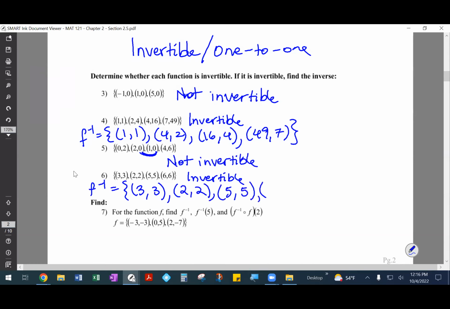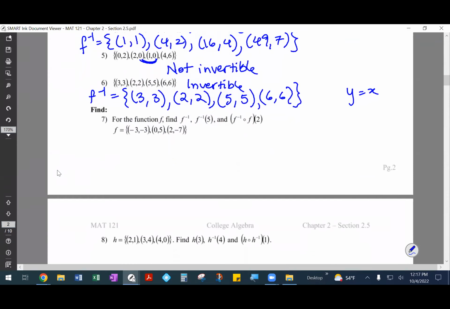Does anybody know what a function like this is called? When your x and y values are the same? We kind of talked about this a little bit in terms of equations back in chapter 1. This is what you would call an identity, right? Because your x and y values are the same. So this is actually in equation form. That's what it would look like. Alrighty, guys. So that was just identifying if you had an invertible 1-to-1 function or not, and if you could find its inverse.